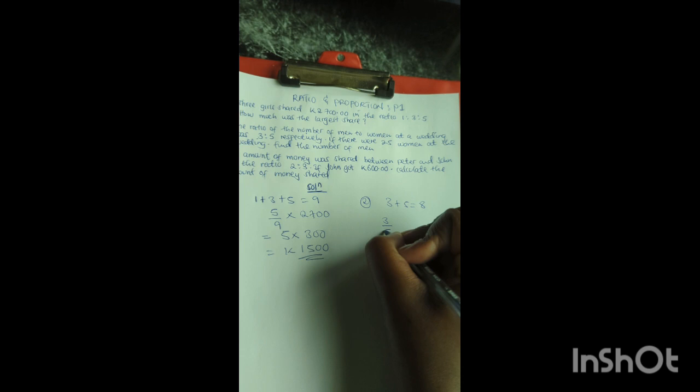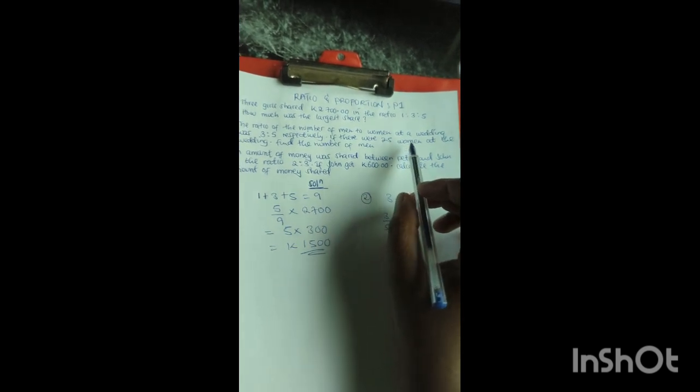To find the number of men, meaning we get 3 over 8 multiplied by the total number of people at this wedding. But do we know it? No, we don't know the total number. So what are we going to do? But we've been given the number of women that are here. So meaning we can find the total number of guests at this wedding using the number of women.